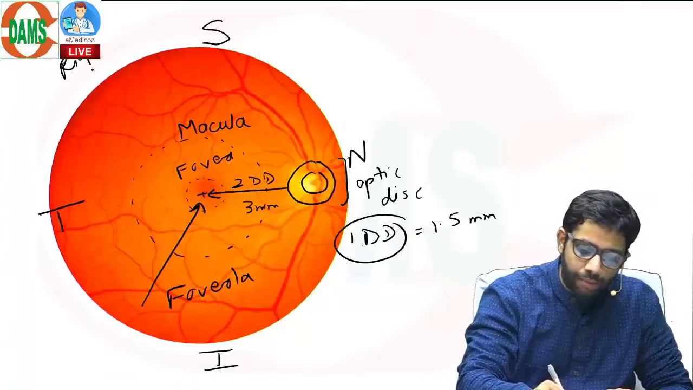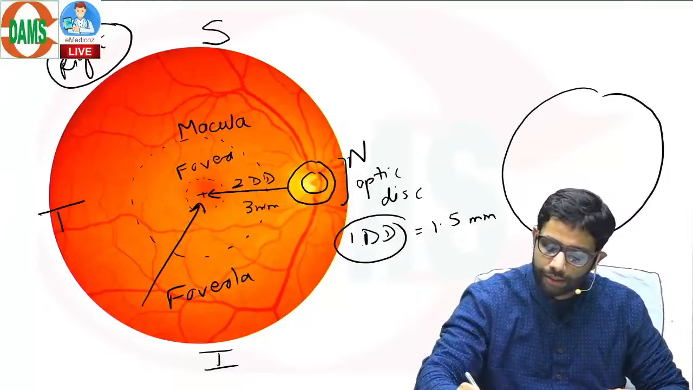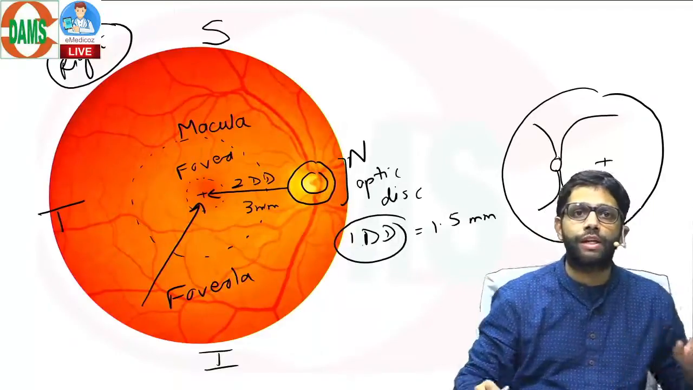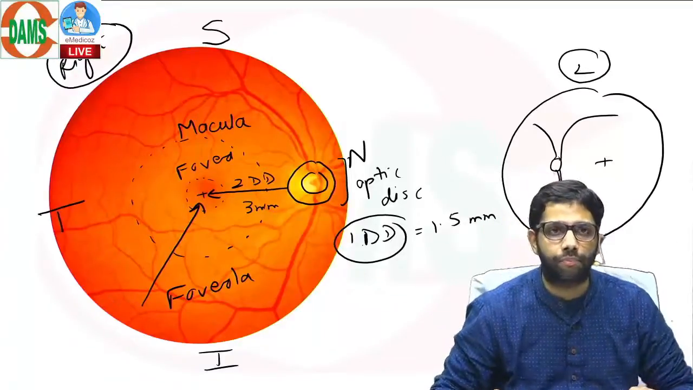So this becomes the right retina, right eye of the patient. If a retina comes like this, it can also be like this. Where is the fovea? The fovea is on the left side. So this becomes the left eye, left retina.